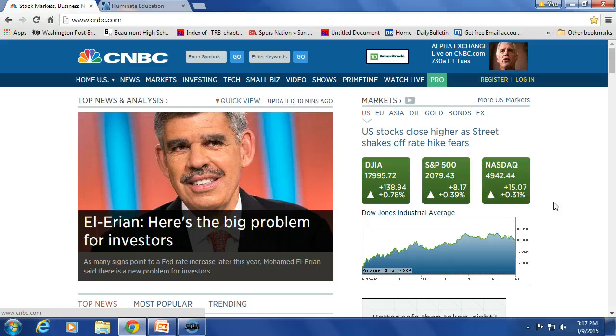So first of all, if you look all the way to the right, you'll see three green blocks. Those three green blocks show you the three stock market indexes. The stock market indexes show you overall how the market is doing. The one all the way to the left is the DJIA, the Dow Jones Industrial Average. This takes a look at the 30 biggest companies in America and how they're doing.